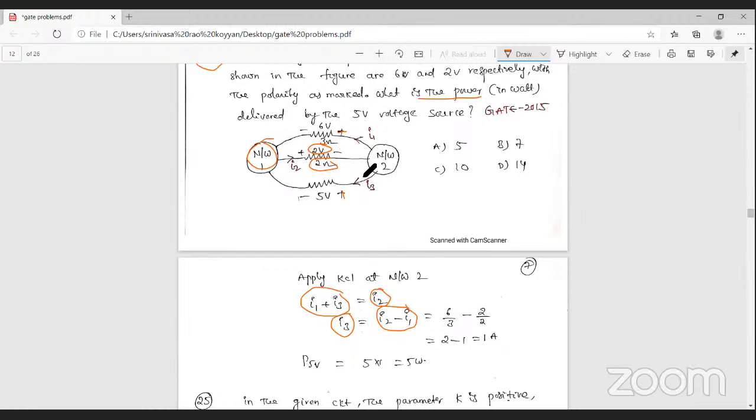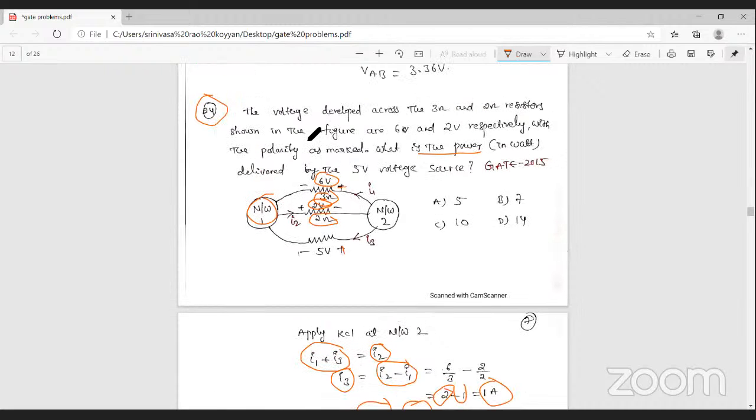Next one, I1 current. For that, 6 volts by 3 ohm resistance, that is 2 amperes. So 2 amperes minus 1, that is 1 ampere. So 1 ampere into 5 volts source, that is 5 watts. Do you understand? Problem number 24.